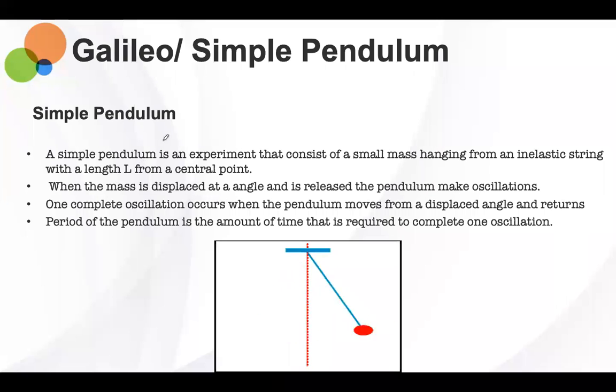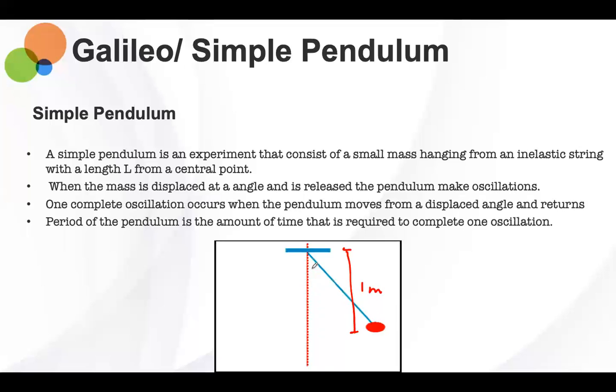So a simple pendulum is an experiment that consists of a small mass hanging from an inelastic string. It is important the string is inelastic so that it doesn't stretch in the vertical direction. So it has a length L. Let's say it's 1 meter. A 1 meter string, right?